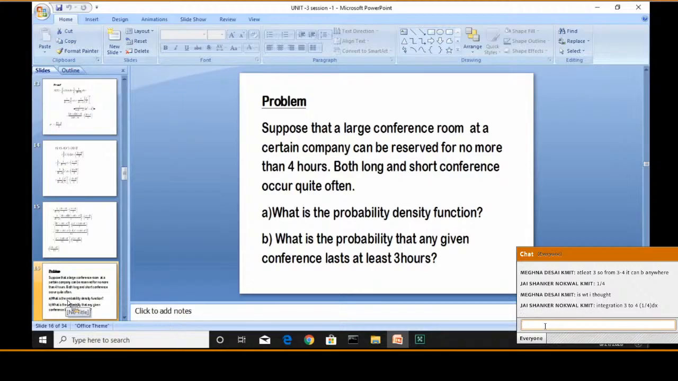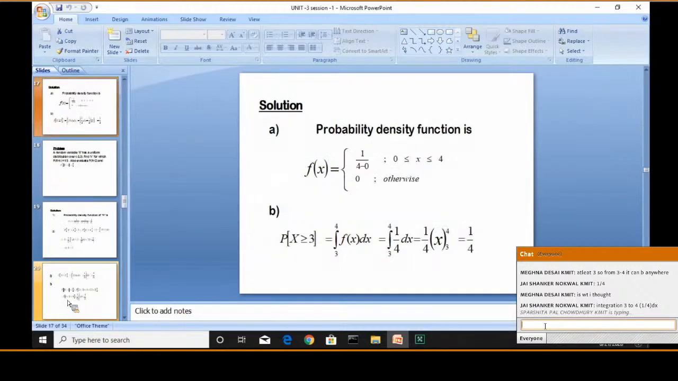Yes, we will come to the point. Since today we are having very less time only, that is why.